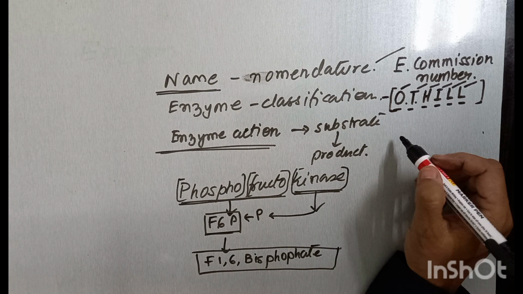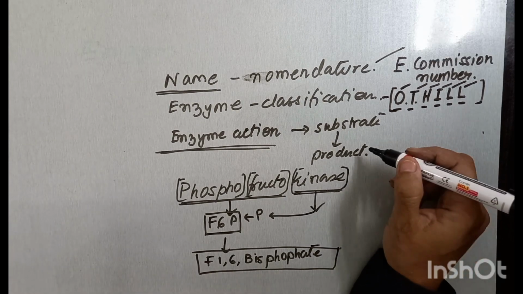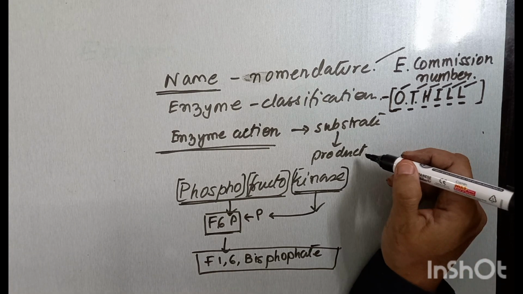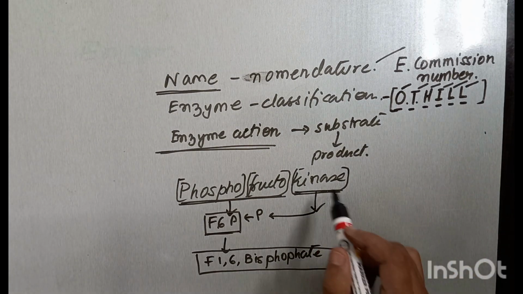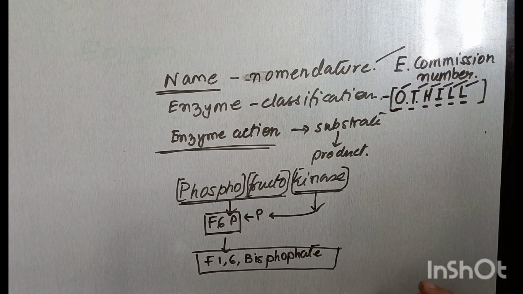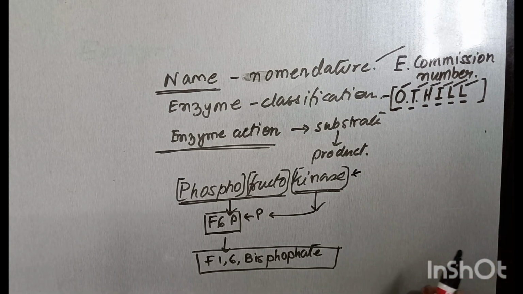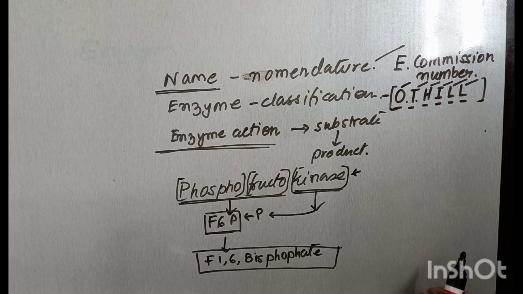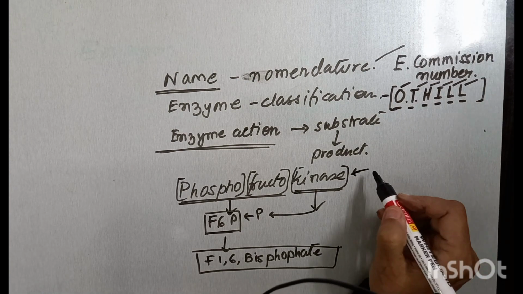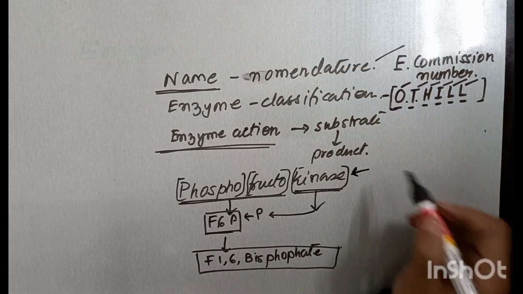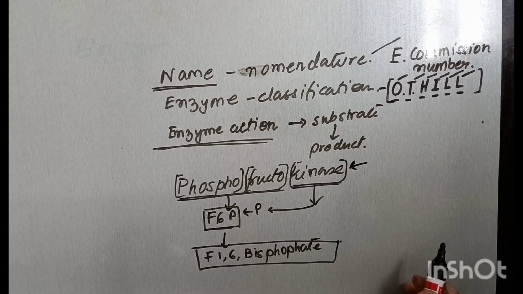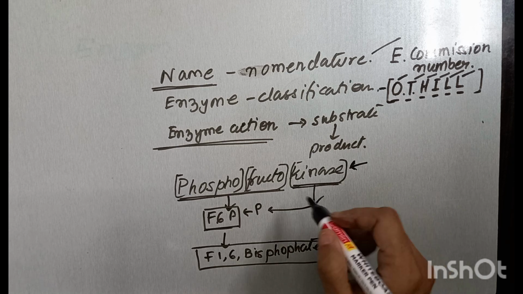Now I'll go into enzyme action. While we go into enzyme action, we see that any enzyme is named according to its action. So from the name of the enzyme alone, we get a brief description of how it acts on the substrate and produces a product. We get an idea about that.